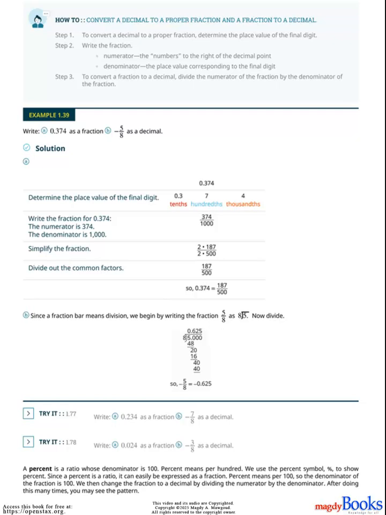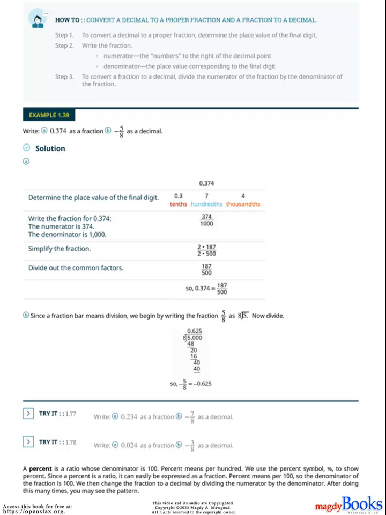Try it 1.77. Write A. 0.234 as a fraction. B. -7/8 as a decimal. Try it 1.78. Write A. 0.024 as a fraction. B. -3/8 as a decimal.